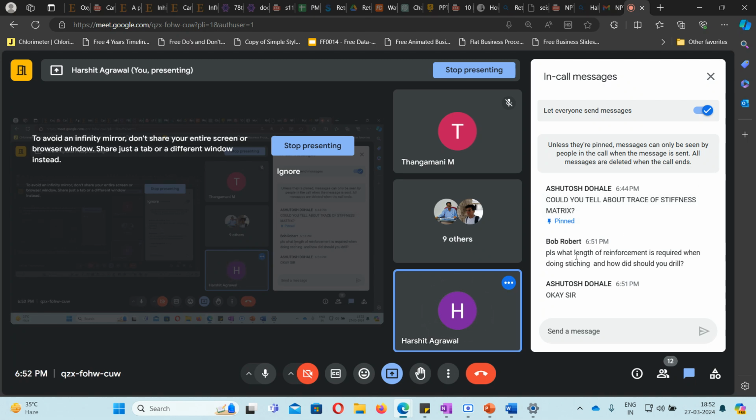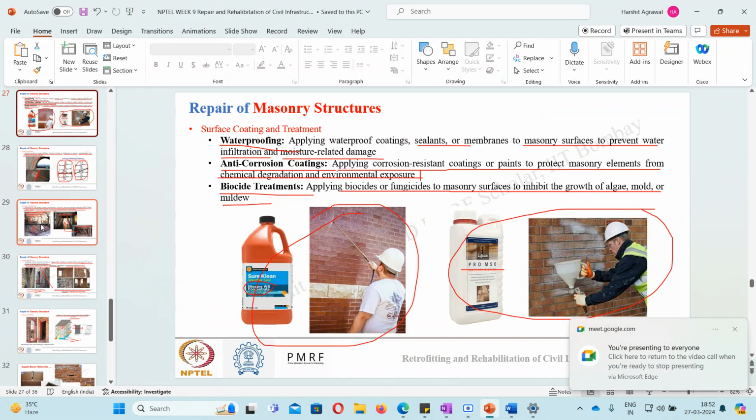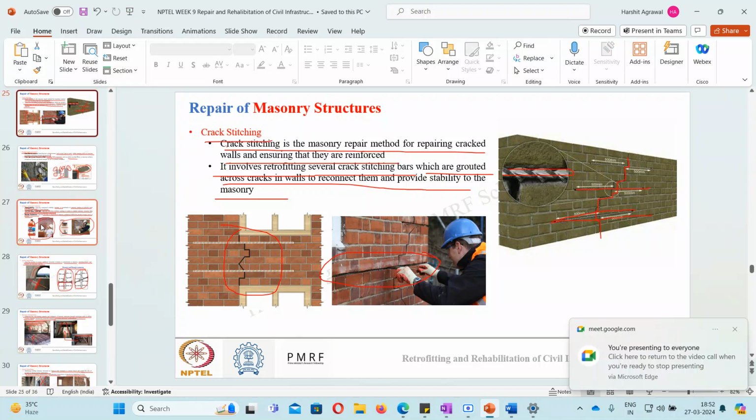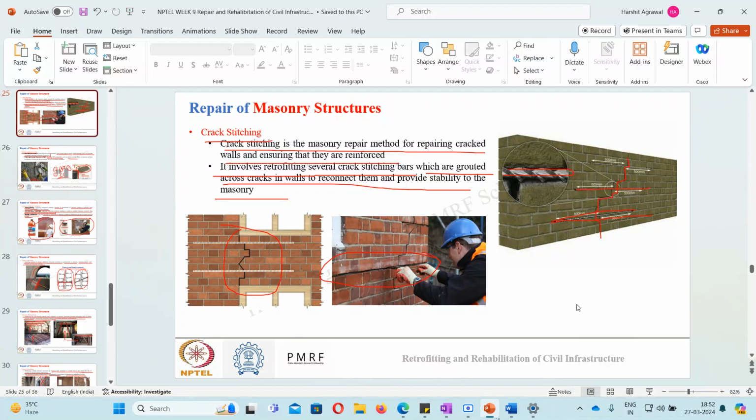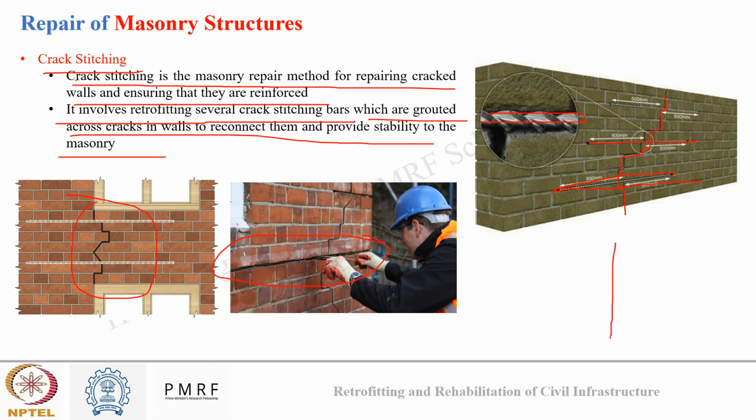Okay. Please, what length of reinforcement is required when we do stitching, and how deep should you drill? Basically, the length of reinforcement is not a predefined criterion. But it is often said that across the length of the crack, you need to have an equal distance from the crack. Suppose this is my vertical crack that I see in the masonry, so I need to drill the hole such that this distance is equidistant from the crack.